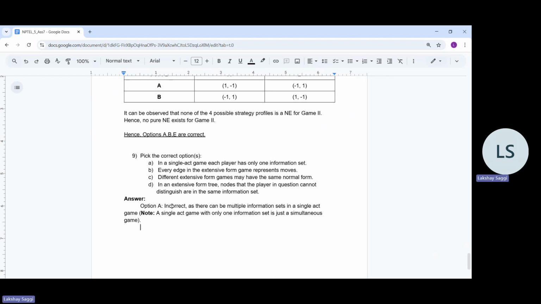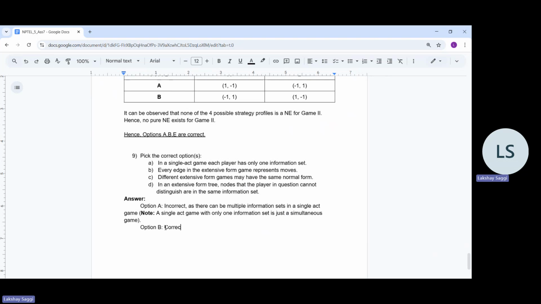So now let's go to option B. Option B is: every edge in the extensive form game represents moves. In the extensive form game, moves just means actions, and every edge means that some action has taken place by some player, right? This is actually the notation in the extensive form game.